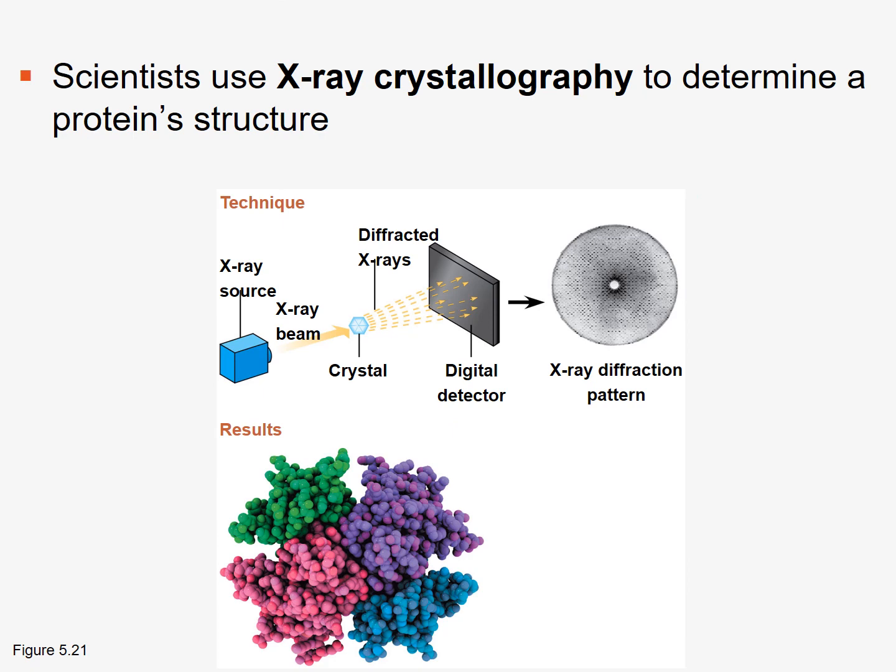Now scientists use X-ray crystallography to determine a protein structure. What this is, we have this X-ray source. The beam goes through the crystal, so the proteins are crystallized, and then you have this detector that detects the diffracted X-rays. The X-rays go through the crystal and then they're diffracted, they're moved in some way. Then you look at this X-ray diffraction pattern, and with a lot of knowledge, I don't have the background for this, they can use it to actually predict the structure of proteins. So this would be a predicted structure of the protein which this crystal represents.